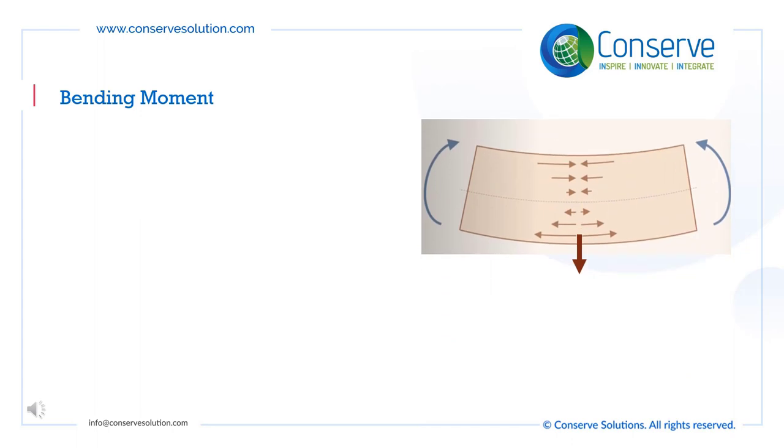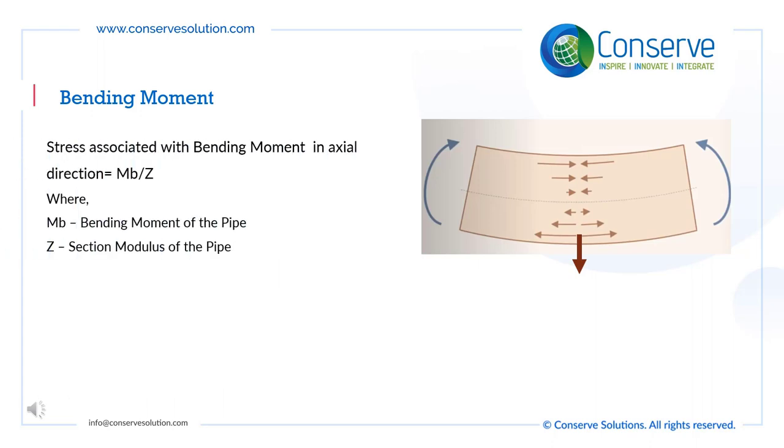Deflection or sagging of the pipe shall cause bending moment, and there can be stress developed because of bending moment. So the stress associated with bending moment can be calculated by MB by Z, where MB is the bending moment and Z is the section modulus.